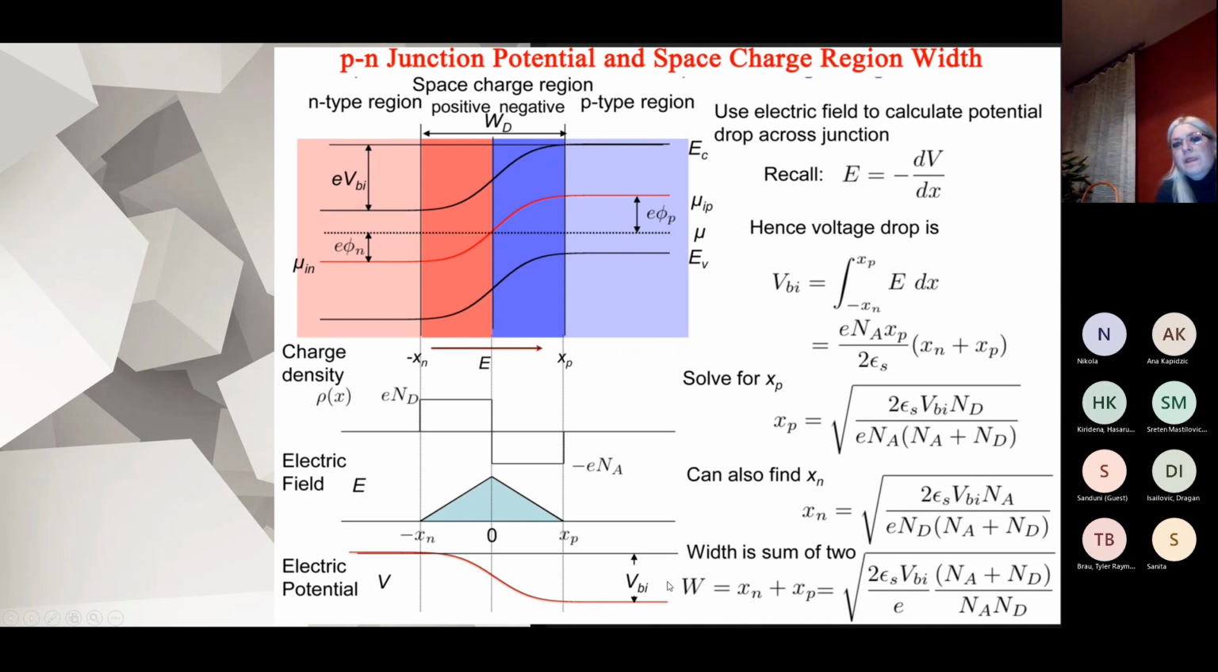And as you can see, this width here will depend on the built-in voltage, and of course will depend on the concentration, or the number density, of acceptor ions and also the donor ions.